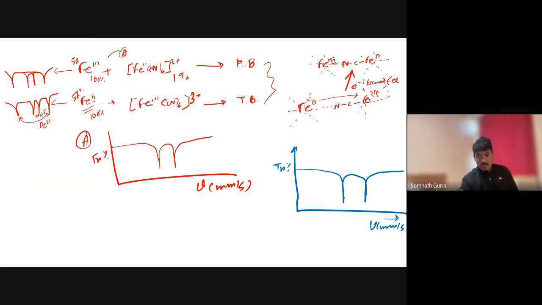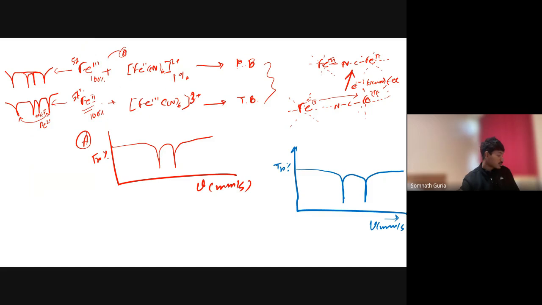We can easily calculate it by the population in a particular state, and it will appear as intensity. Depending on how much intensity we have, we can easily identify the amount of my iron in that particular oxidation state. Okay, so that's all we covered here. If you have some other questions, then feel free to ask me.